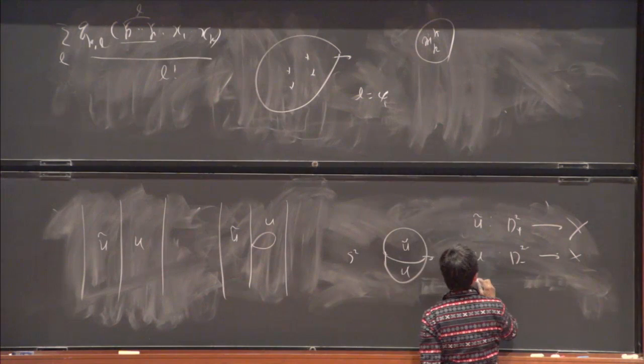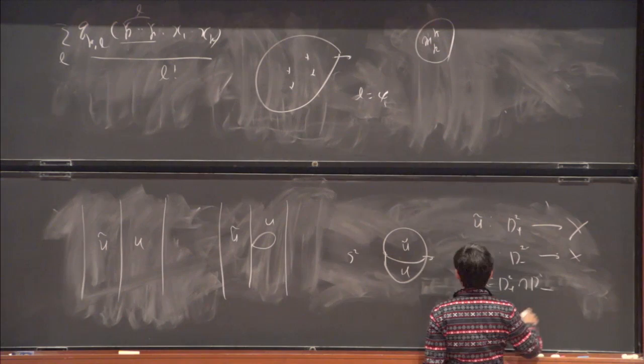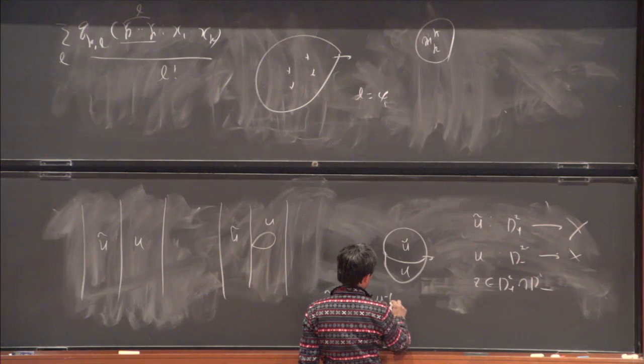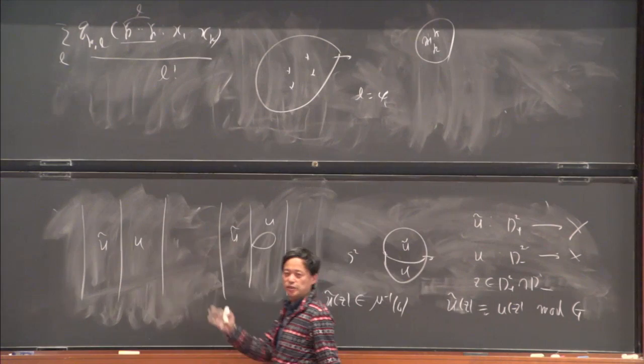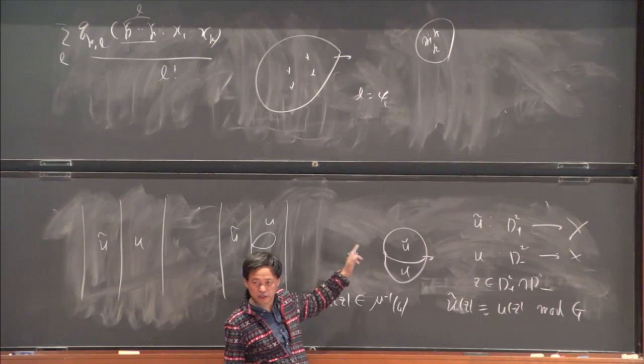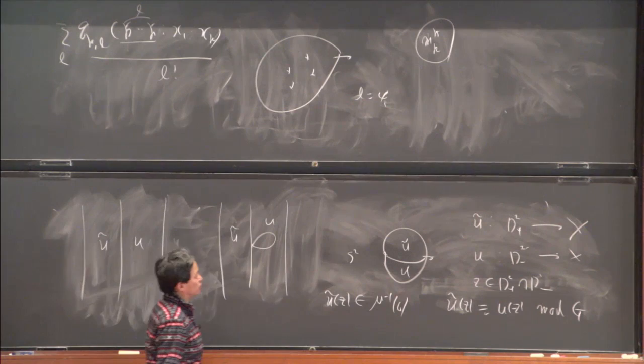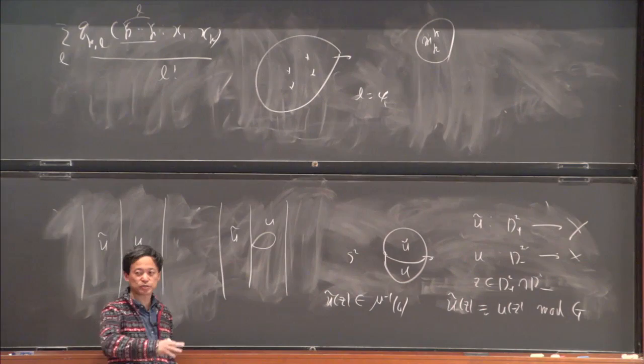And if you consider z in this intersection, then u tilde(z) is in the inverse image of the moment map, and u tilde(z) is equal to u(z) modulo G. So this is some version of this strip thing. If you see what happens when some bubbling happens, then you will see these configurations in the limit. And the issue is that there is no reason that this is non-trivial. And I think in the case of toric manifolds, you have a lot of examples where this is actually non-trivial. So now I want to kill this bubble.